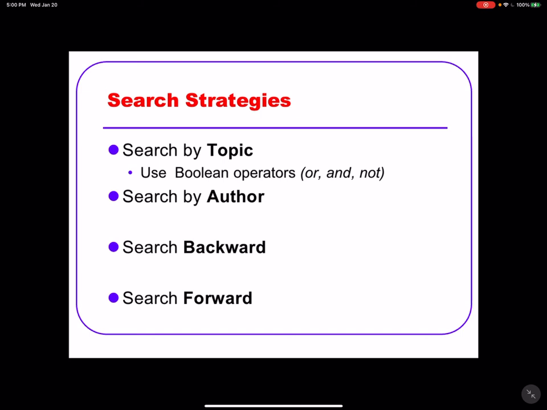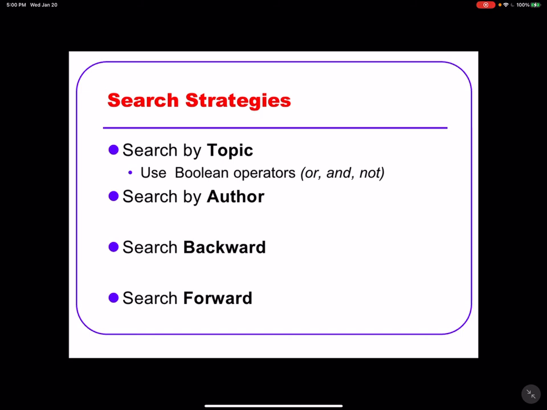So I might put something in my search box like dogs NOT dissertations, so that I get all the articles on dogs that are not dissertations, or dogs NOT theses. I'd get all the articles on dogs that were not master's theses. So sometimes that NOT can be really useful.